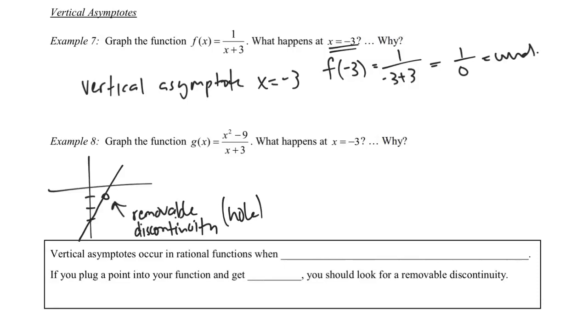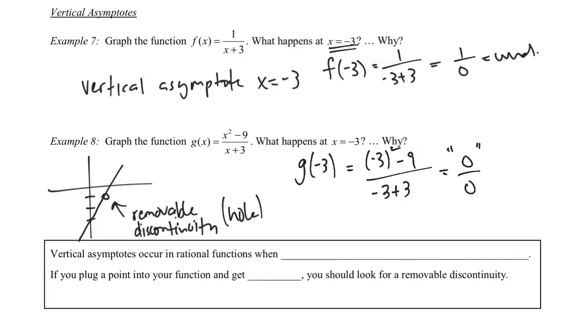Now, how could we have known that without graphing? Well, if we evaluate g of -3, what is that going to give us? If we plug it in for x, we're going to get -3 squared, subtract 9, divided by -3 plus 3. In the numerator, -3 squared is 9, minus 9 is 0. And in the denominator, we also get 0. And this 0 over 0 is what we call an indeterminate form. It means we don't know what's going on at x equals -3.